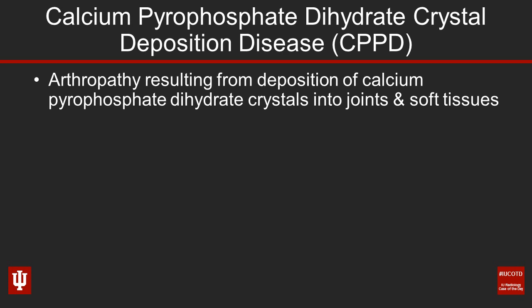So this was a patient with calcium pyrophosphate dihydrate crystal deposition disease, or CPPD, and this is an arthropathy that's due to the deposition of calcium pyrophosphate dihydrate crystals into the joints and surrounding soft tissue. So this is one of our crystalline arthropathies.